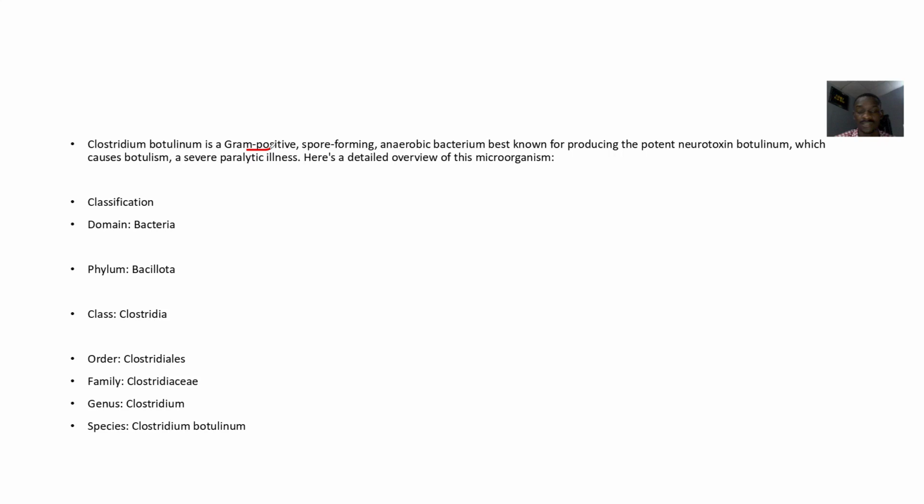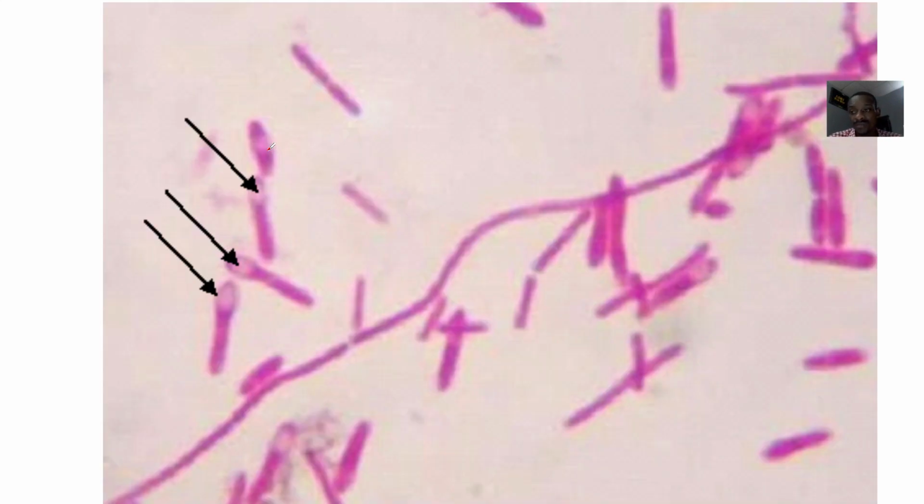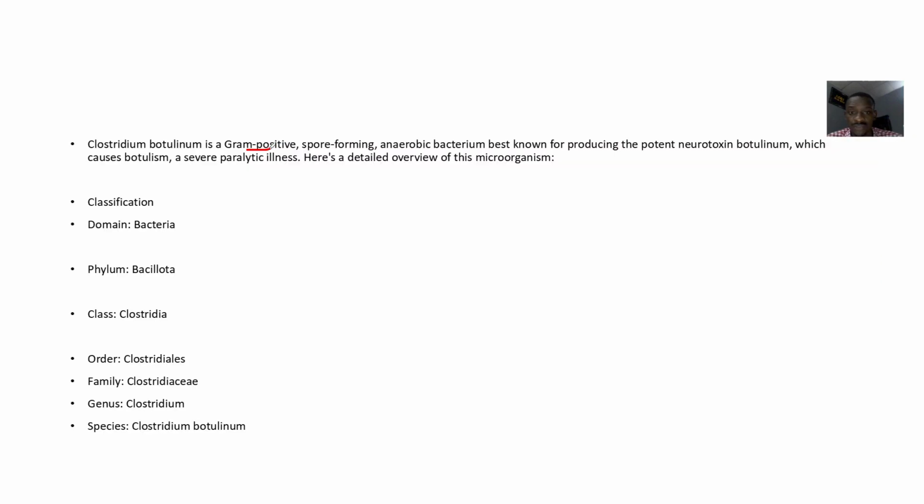A gram positive, right? Meaning it retains that violet stain, that's anti-gram staining. So to retain that, it is actually a spore-forming organism. So it forms spores. It's an anaerobic bacteria which is best known for producing a potent neurotoxin known as what? Botulinum. Being anaerobic means it can survive in places where there's no air, no oxygen, right?